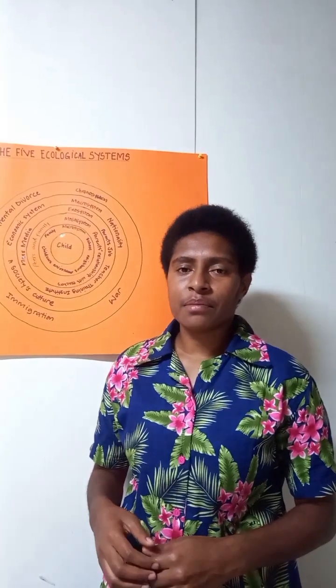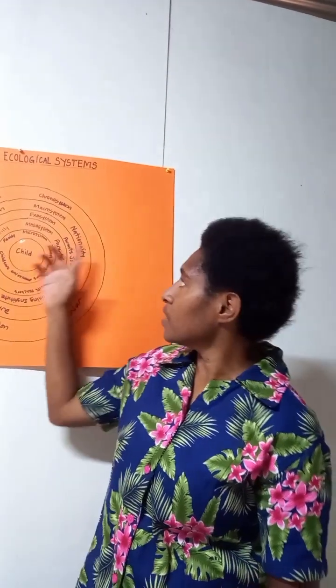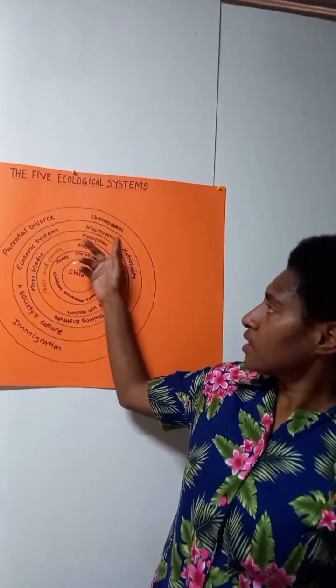Okay, the fourth system is referred to as the macrosystem. The macrosystem is the broadest level of the ecological system. As you can see, it's placed here, and generally refers to the attitudes and ideology of the society and the culture in which a child is raised.